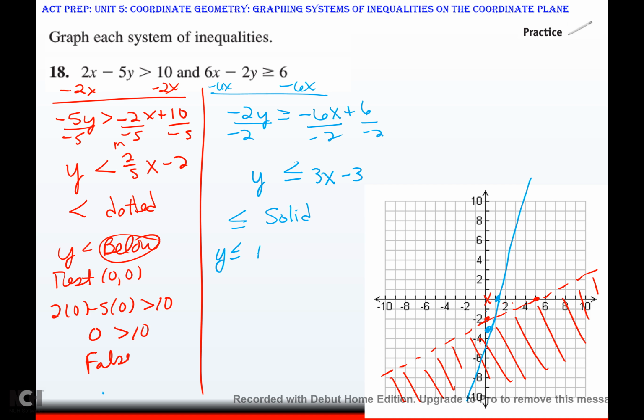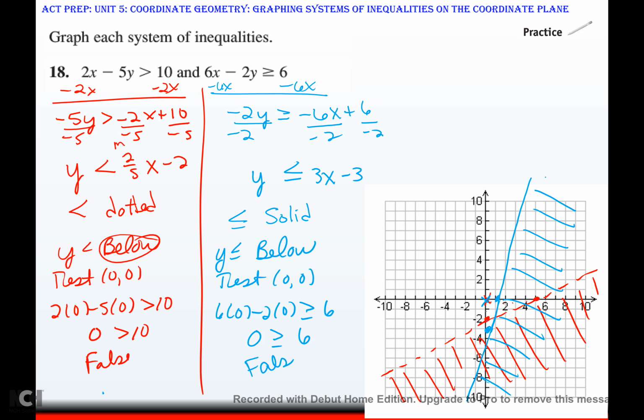And pointing at y suggests shading below, but I should test 0, 0. So 6 times 0 minus 2 times 0 greater than or equal to 6. Is 0 greater than or equal to 6? No, that's false. So I'm not going to shade where 0, 0 is. I'm going to shade the other side, which is below like I thought. And now my solution is where those shadings overlap, which is this solid, this dotted, and everything in this section, in that region. Okay?